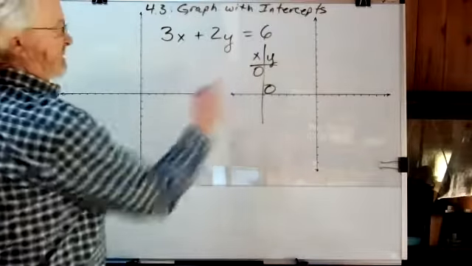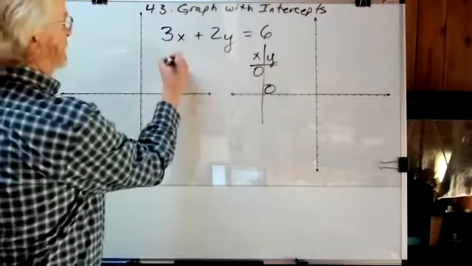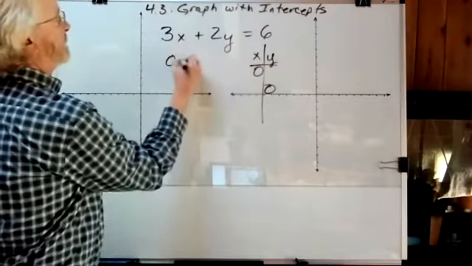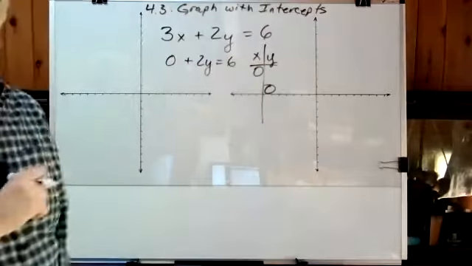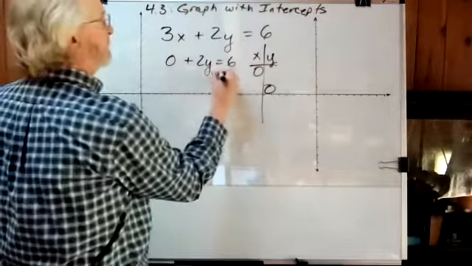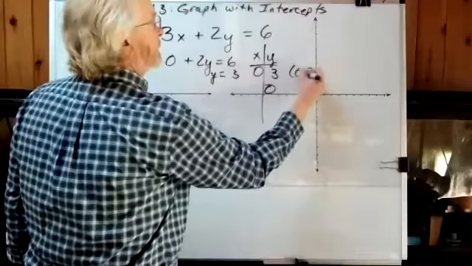If x is a 0, here I kind of do my cover-up thing, right? Oh, I won't shortchange you. 3 times 0, though, is 0. 2y equals 6 means y must be 3. 0, 3.